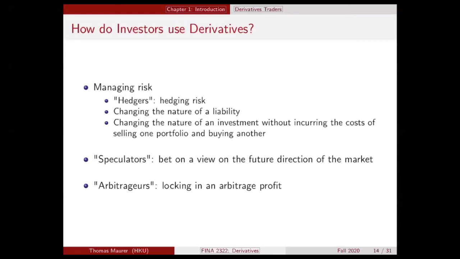And then the last category is called arbitrageurs. These guys try to lock in what we call arbitrage profits, or in other words, they try to lock in some risk-free profits which might happen in financial markets due to some mispricing. And I'm going to give you some very specific examples about that as well to illustrate exactly what I mean.